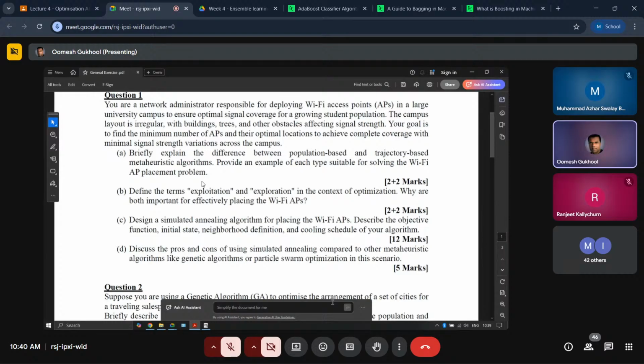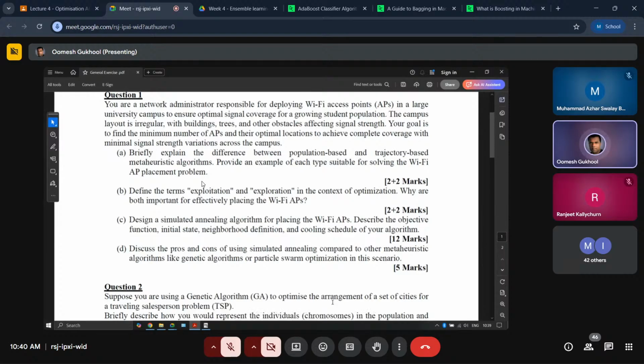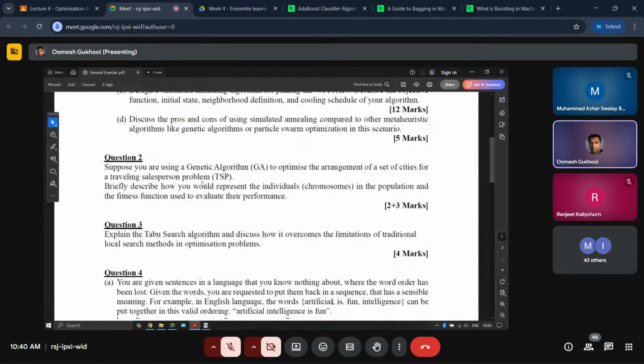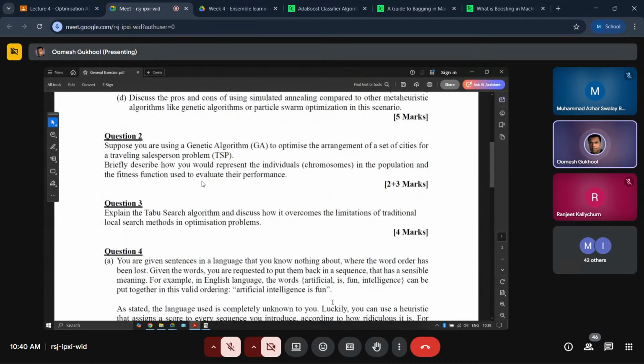Okay. So the next question is, have a look here. Suppose you're using genetic algorithm to optimize the arrangement of a city for a traveling salesman problem.